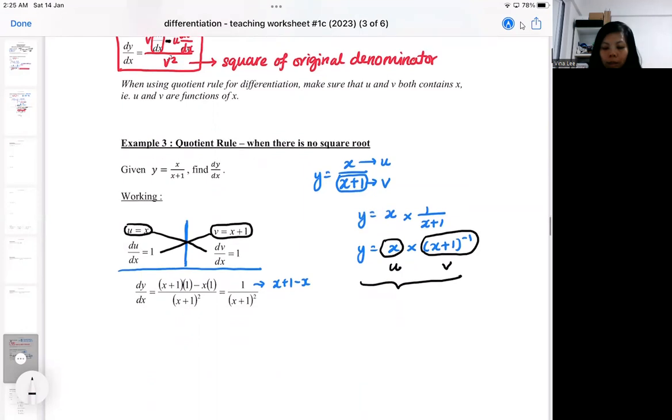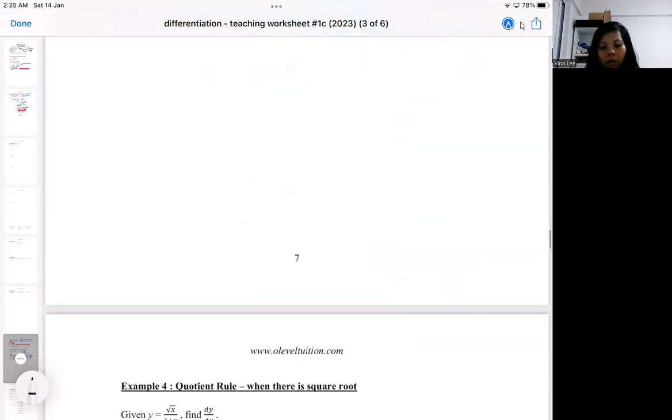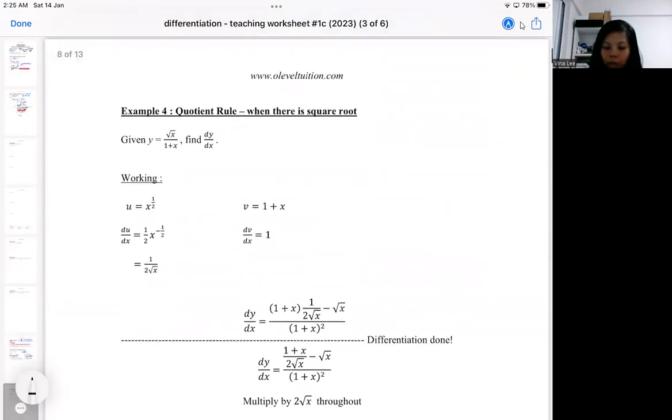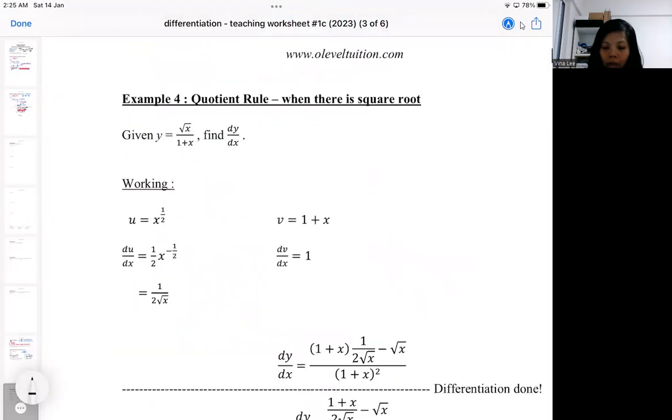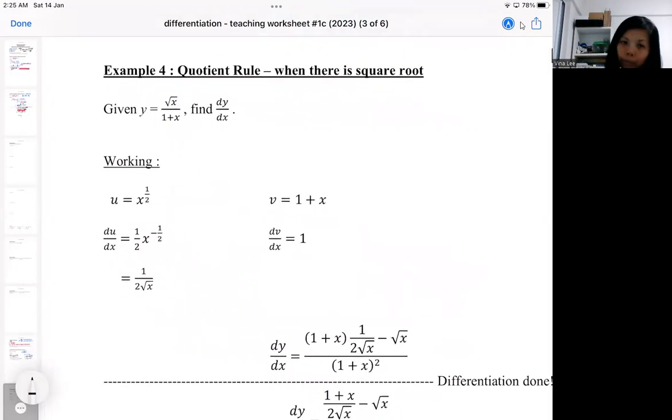Here comes the next situation. It's always the square root that creates the issue. In this case, my numerator is the square root. My denominator is quite a normal looking function. So again, do your basic mini differentiation first.